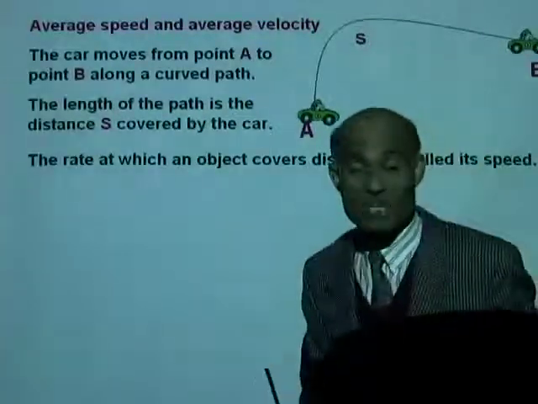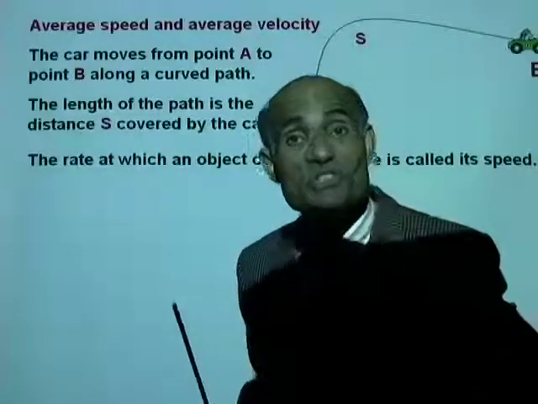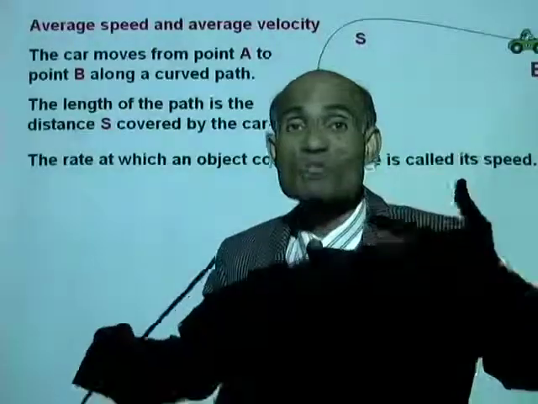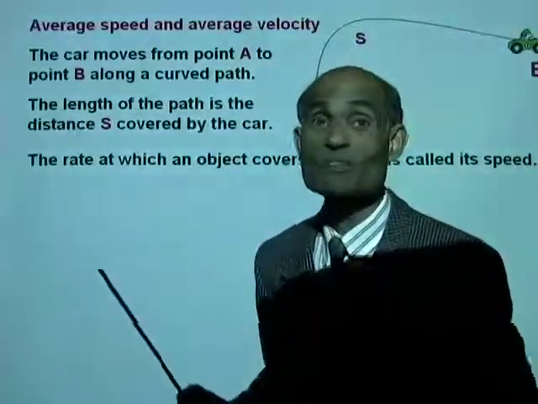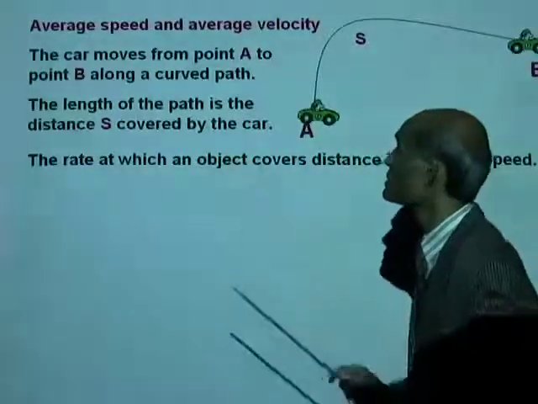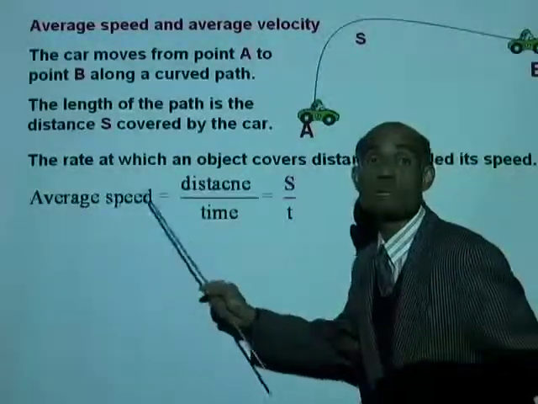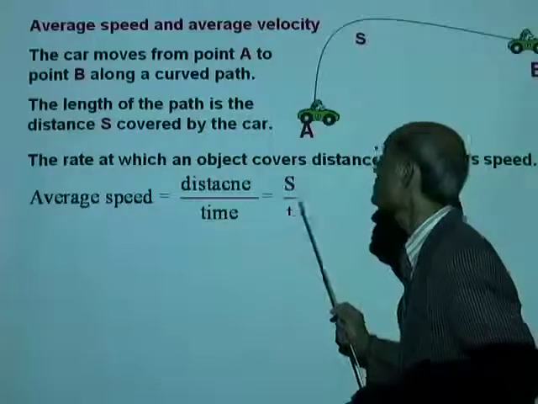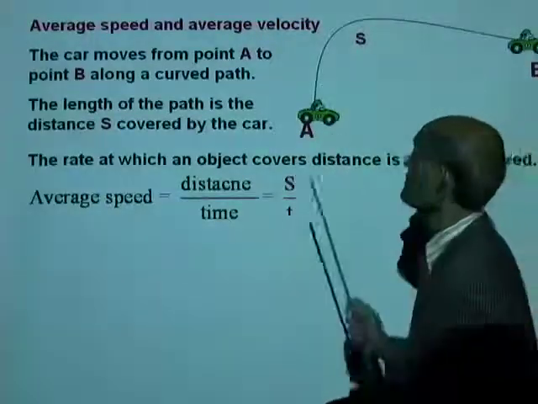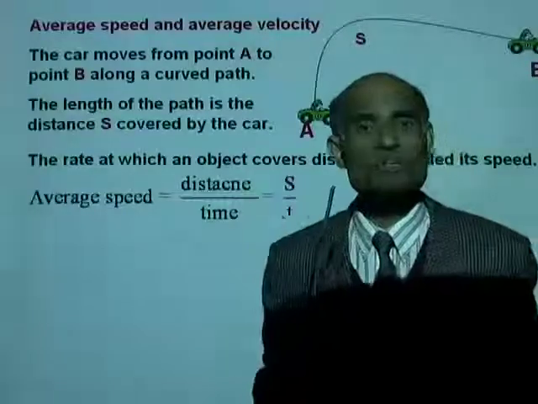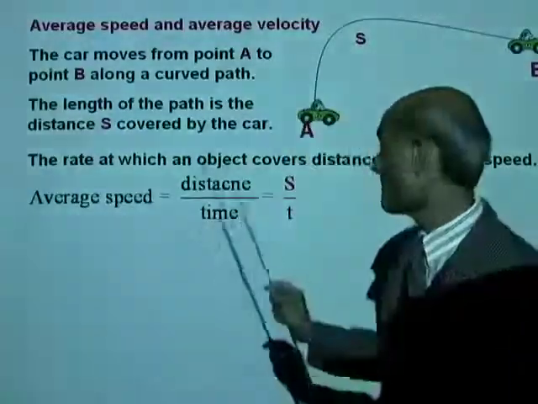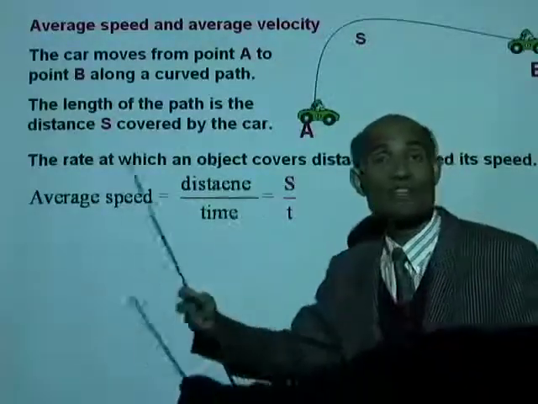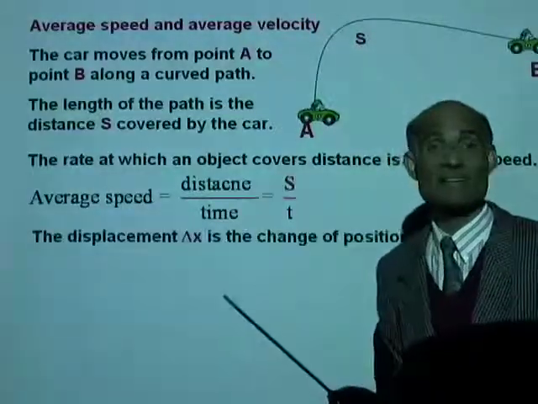Now, the rate at which an object covers a certain distance is called its speed. So speed is the rate of change of distance. In other words, average speed is distance covered divided by time, that is S divided by T. This is S divided by the time taken. What is the unit for measuring average speed? Distance is measured in meter, time is measured in second, so it is measured in meter per second.